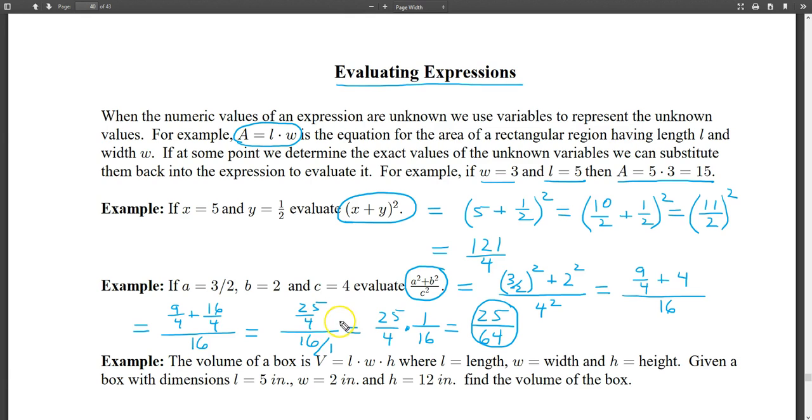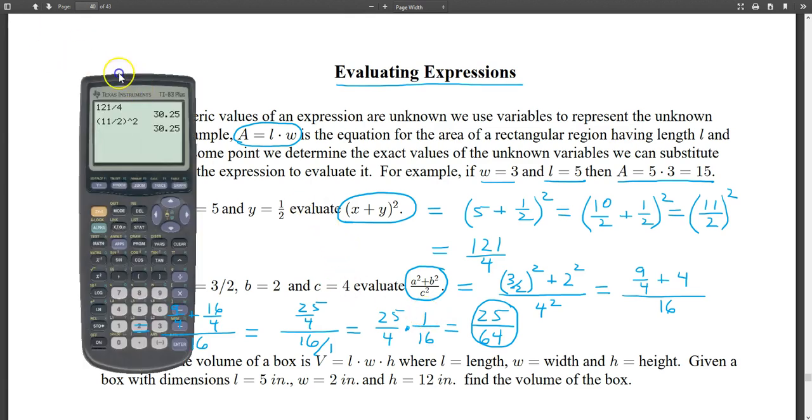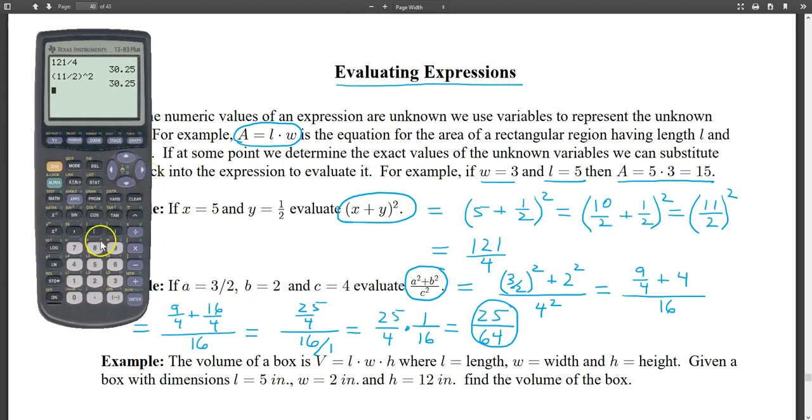Just remember how you divide fractions over here. You have to think of that 16 in the denominator as 16 divided by 1, and then flip that up and multiply, like right here. Of course, you could evaluate it on your calculator, just typing this expression right here in. Notice how I use parentheses. And just check 25 over 64, check that that's the same.